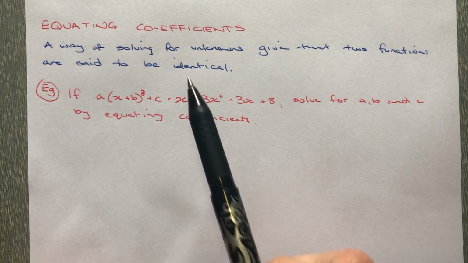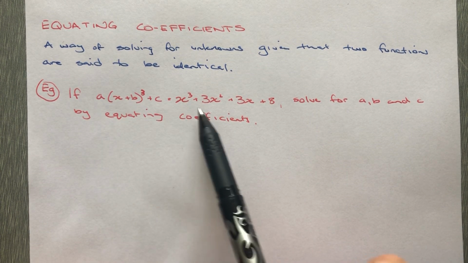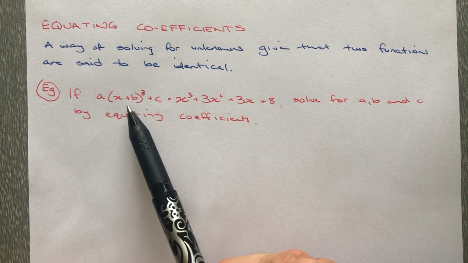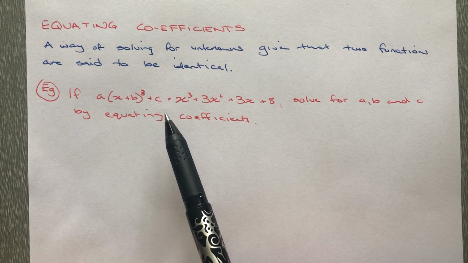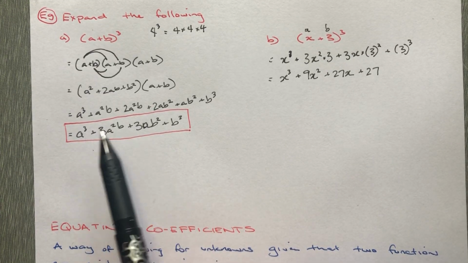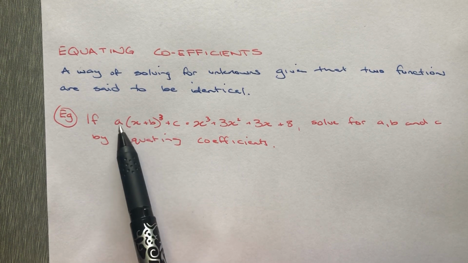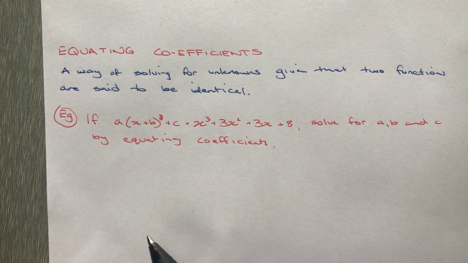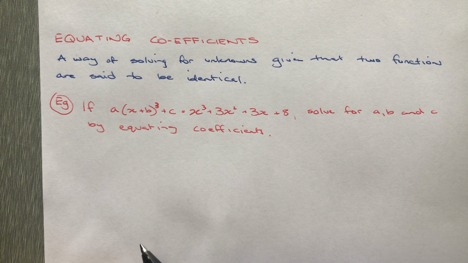So I think the best way to do this is maybe I'll expand this side out, because then it should look exactly the same as that, and then it might be easier to identify what our A, B, and C values actually are. So I'm going to use this rule here to expand this out, but remember I'm going to have to times it by A as well at the end and add C too. So I'm just going to go through that process right now. It'll probably be a good idea if you try to do it yourself as well and then check your answer at the end.